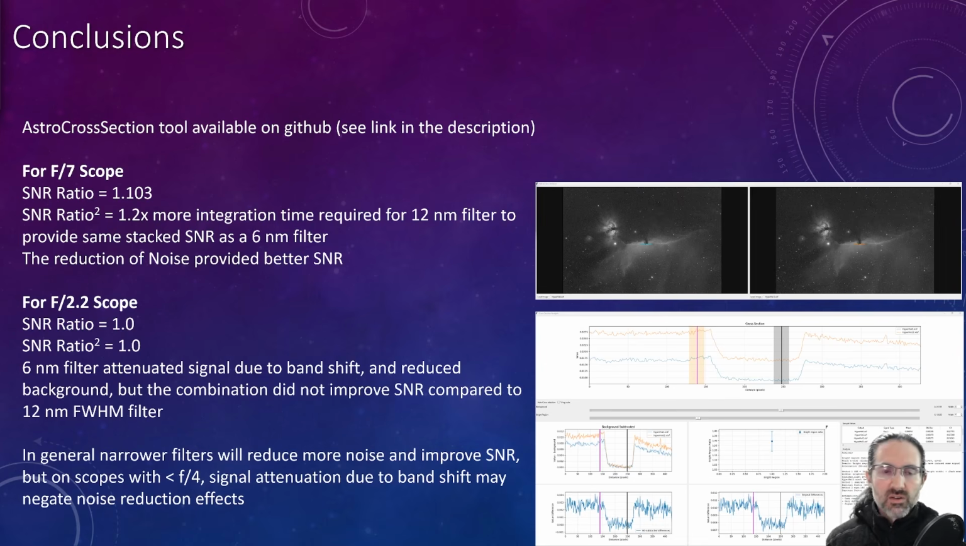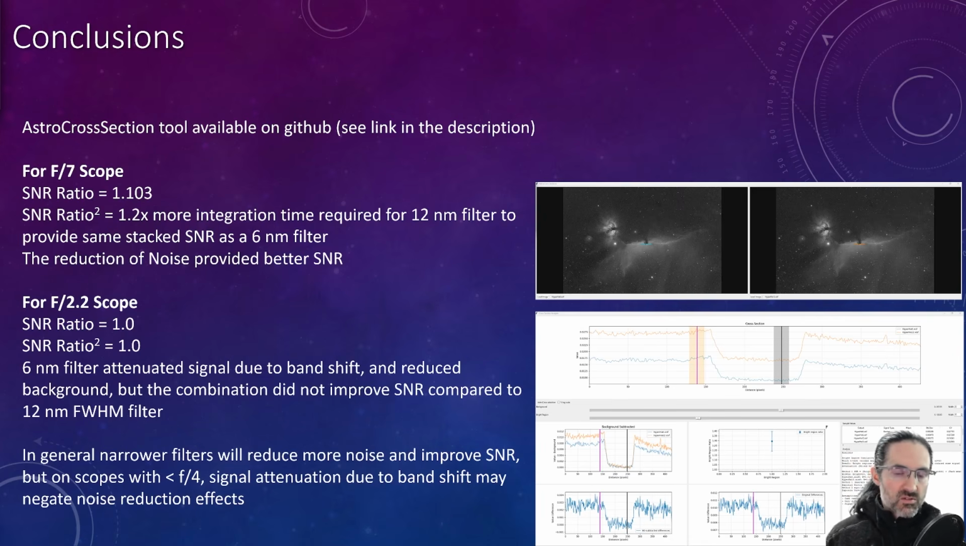Using this tool, I was able to show that for my f7 scope, the signal to noise ratio was a value of 1.103. And if you square that ratio, it tells you that you need 1.2 times more integration time for the 12 nanometer filter to provide the same stacked SNR as a 6 nanometer filter. In this case, what was happening is that the reduction of noise provided better signal to noise ratio that'll get you an overall better quality image.